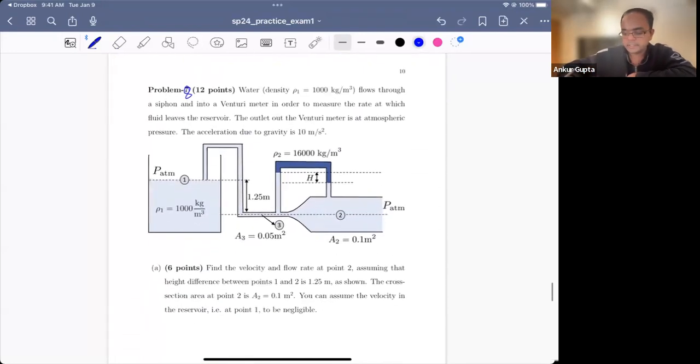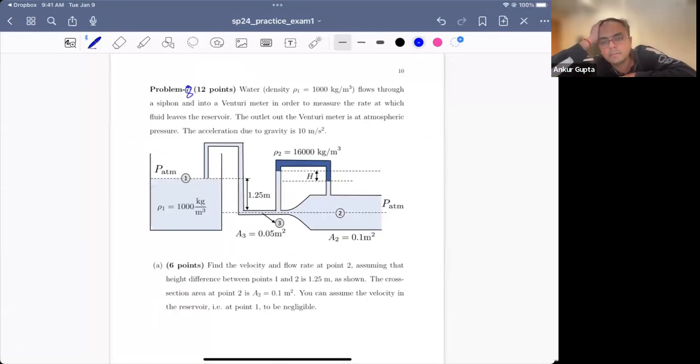Okay, 12 points. Water of density rho 1000 kilogram per meter cube flows through a siphon and into a venturimeter in order to measure the rate at which the fluid leaves the reservoir. The outlet of the venturimeter is at atmospheric pressure. The acceleration due to gravity is 10 meters per second squared. Find the velocity of the fluid at point 2, assuming that the height difference between point 1 and 2 is 1.25 meter as shown. The cross section at point 2 is 0.1 meter squared. You can assume the velocity in the reservoir at point 1 is negligible.